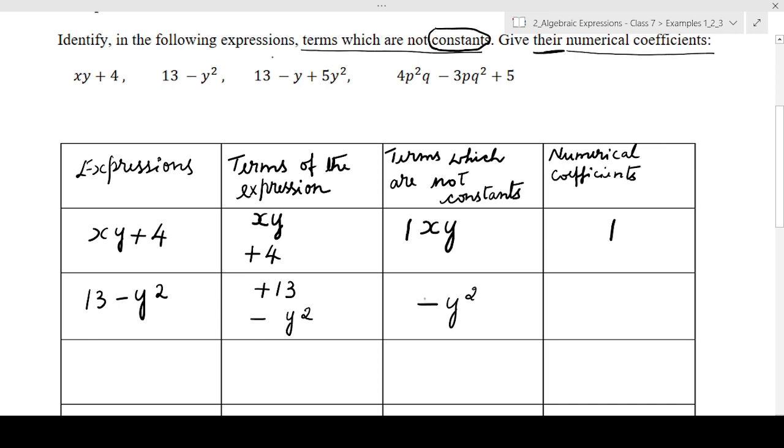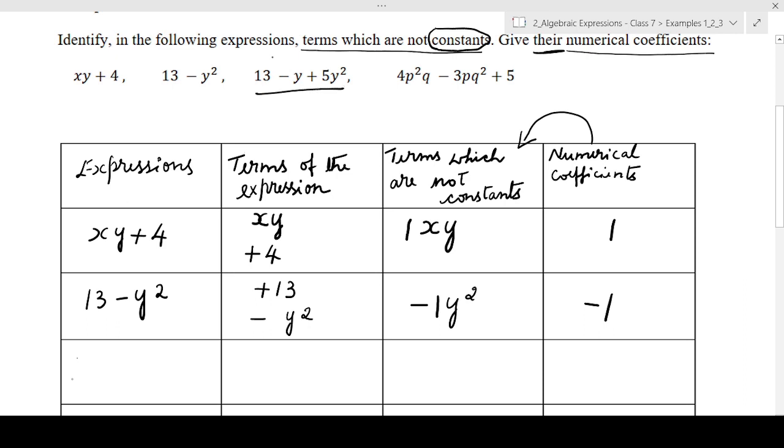Now what is the numerical coefficient of this term? We are finding out the numerical coefficient of the terms which are not constant, right? So here there is no number. If there is no number, what did I say? It has to be 1. What 1? Minus 1. Here we have a sign minus. So it is minus 1. If nothing is there, then it is minus 1. Okay, so that's the numerical coefficient. Let us solve the next expression. The next expression that they've given is this one.